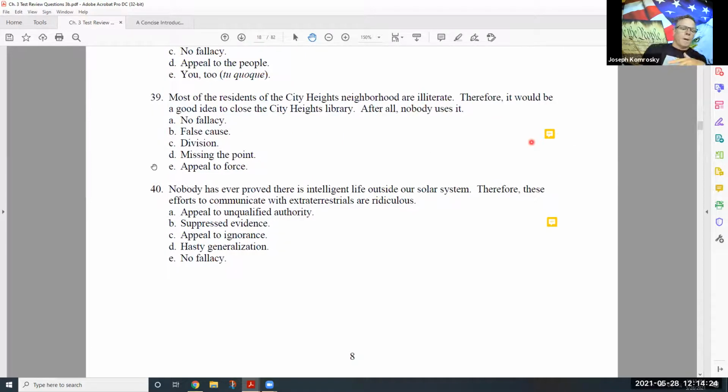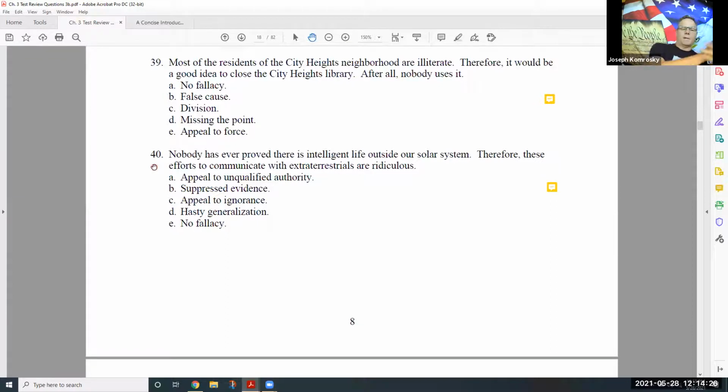40. Nobody's ever proved that there is intelligent life outside the solar system. Therefore, these efforts to communicate with extraterrestrials are ridiculous. Nobody has ever proved it. Therefore, it's ridiculous to continue on. This is appeal to ignorance. It doesn't follow that just because nobody's ever proved that intelligence exists out there, it doesn't exist. They could exist. Maybe we find them tomorrow. All that we know is nobody's ever proved it yet, but it's possible that they could in the future.